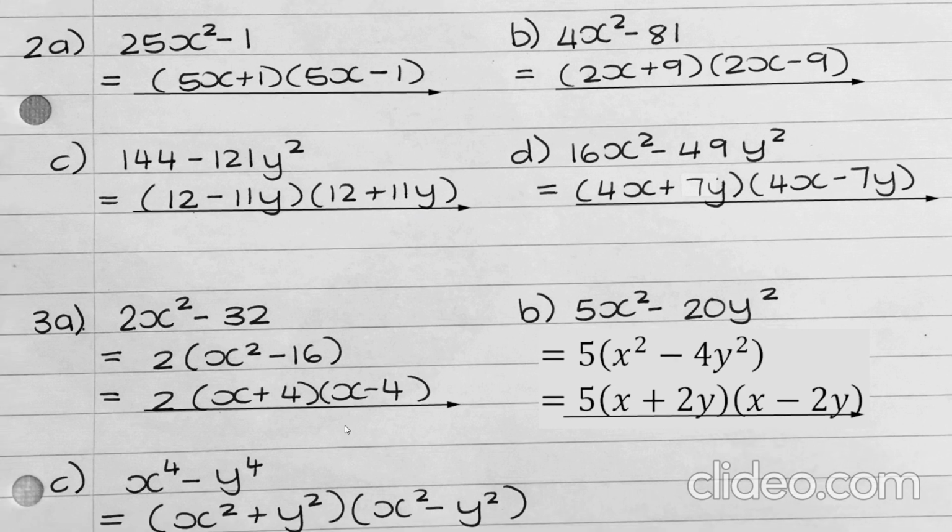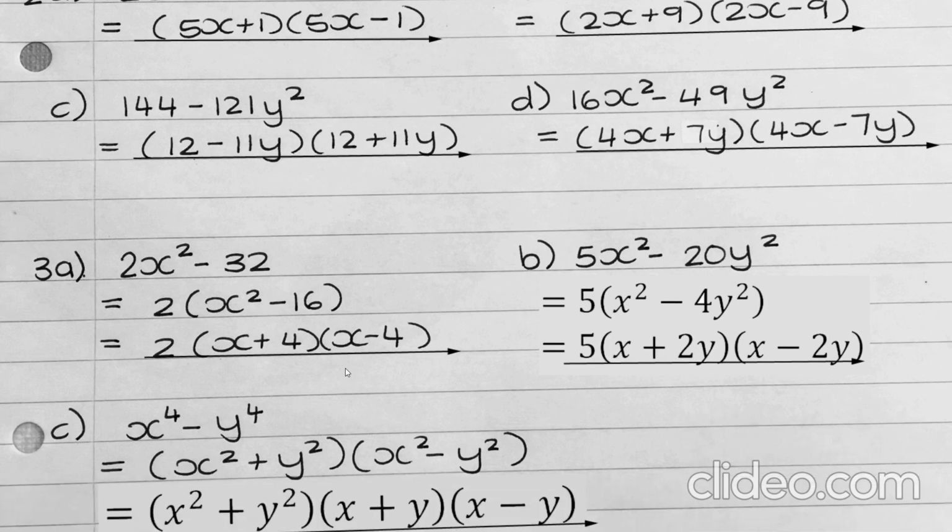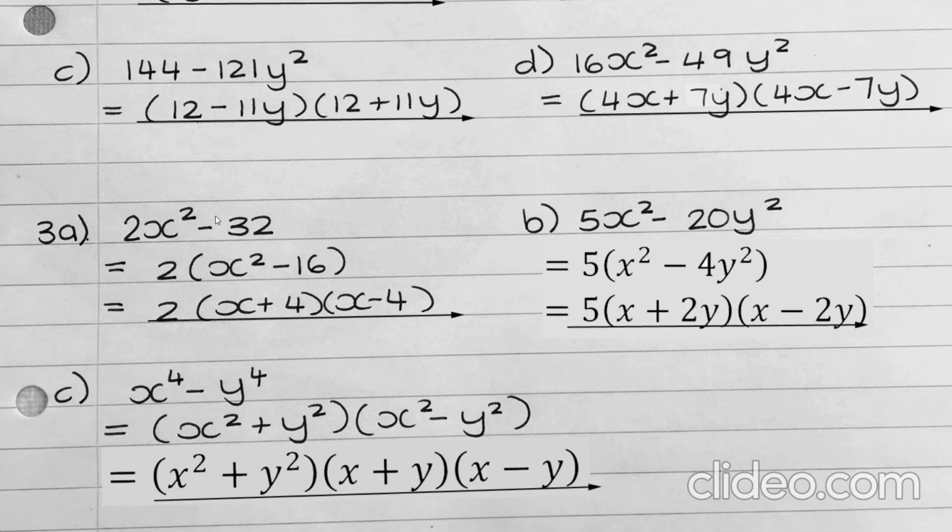Alright, I'm going to start with 3a because I think with 3a, you might have got a little bit confused, maybe some of you didn't. That's good. Alright, 3a, it doesn't look like DOTS immediately. Why isn't it DOTS? Because there's a 2, and 2 is not a perfect square, and neither is 32, right? So what you need to do is you first need to take out a 2 as a highest common factor.